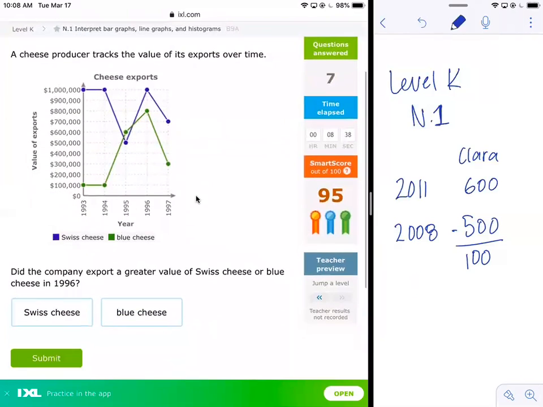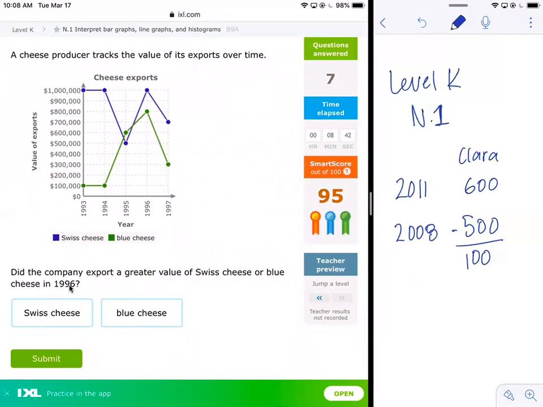So it says, did the company export a greater value of Swiss cheese or blue cheese in 1996? So in 1996, I'm here. The green one is blue cheese and it's lower. And the greater one, which they want, is Swiss cheese, which is higher. So Swiss cheese is higher. I'm going to select Swiss cheese.